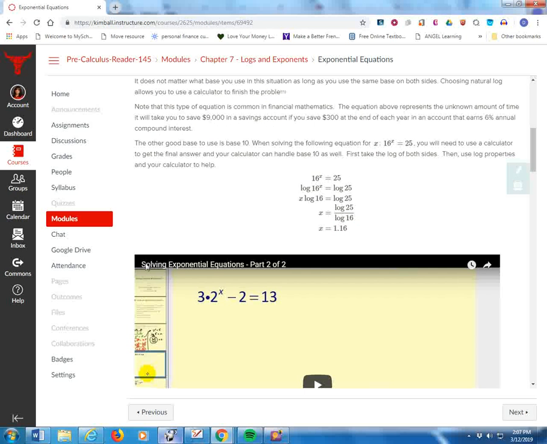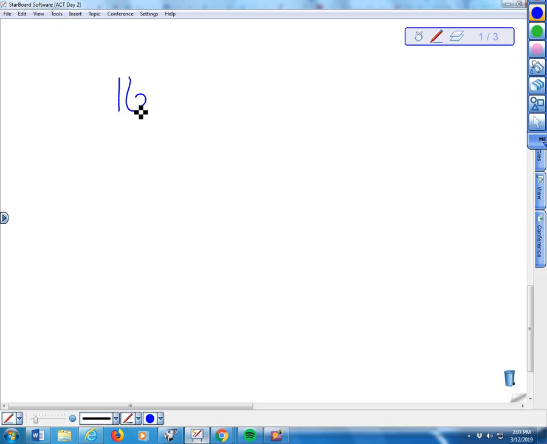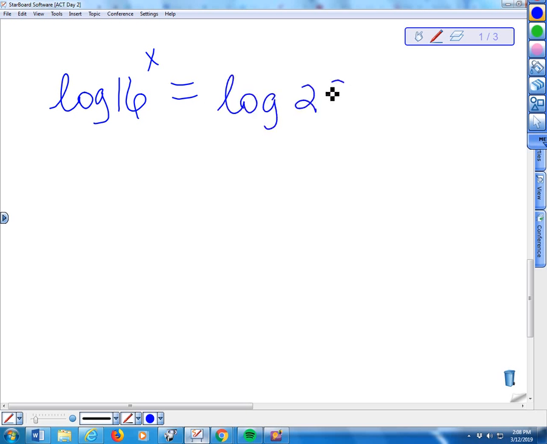let's do this one. 16 to the x equals 25. Well, I can try and figure out what base I could get to be the same, but there's no base that's common to both. So now I'm going to take the log of both sides. Okay, and once I've got the log of both sides, this is now an exponent that can come to the front.